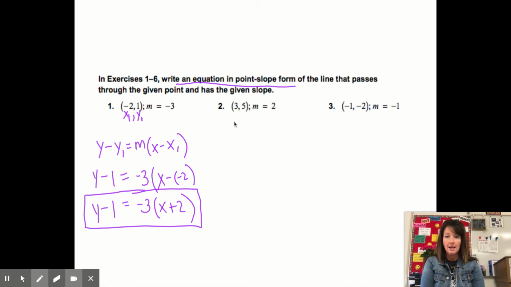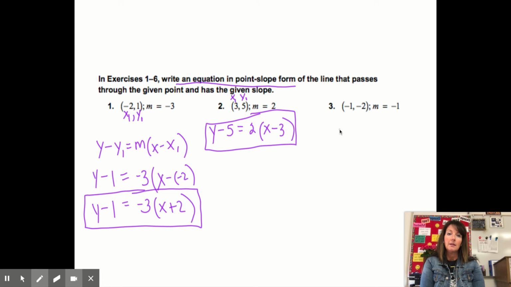Okay, next up, y minus 5 is going to be equal to your slope times the quantity, x minus 3. Do we have anything to simplify? No double negatives? Nope, we are good. Here's our point slope form. Again, we substitute this in for x1 and this in for y1.